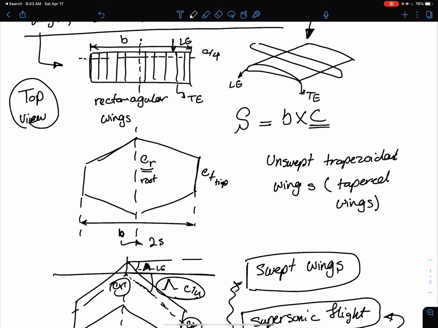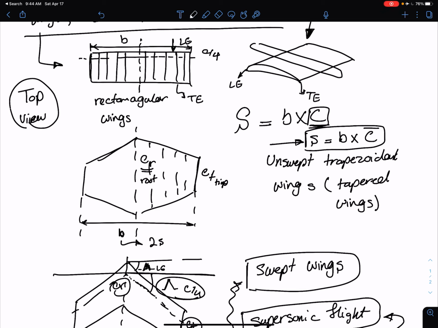But what will happen if you don't have a rectangular wing? What chord value do we have to use? In that case, your wing area is going to be B multiplied by the average value of the chord. You essentially have to take the average value of all of these lengths, and your wing area can be calculated using this.